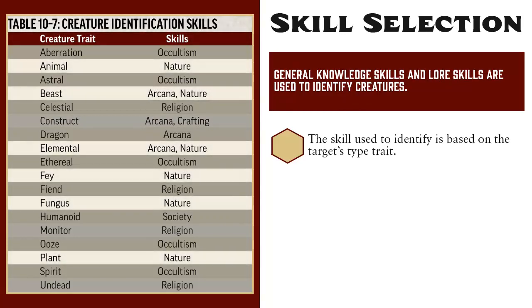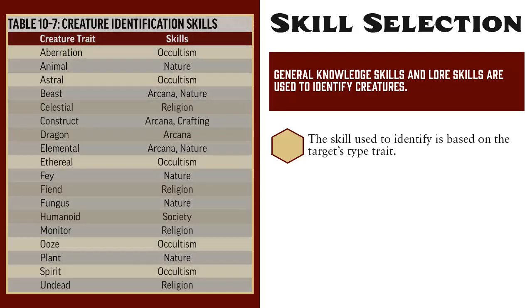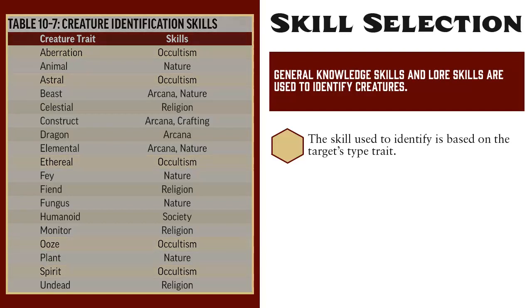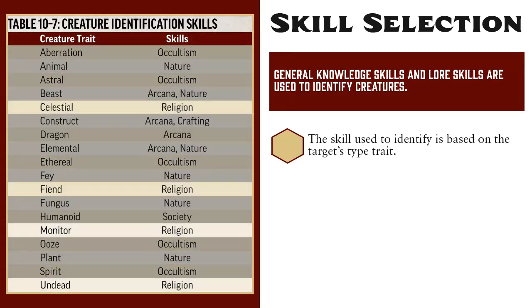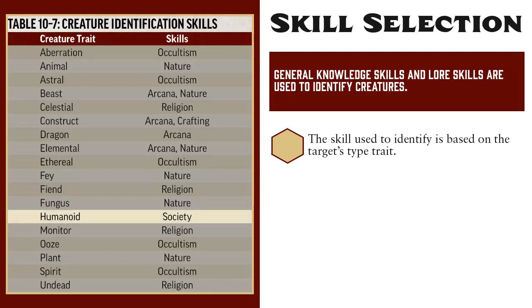Nature is used to identify animals, beasts, elementals, fae, fungi, and plants. Occultism is used to identify aberrations, astral beings, creatures with the ethereal trait, oozes, and spirits. Religion is used to identify celestial beings, fiends, monitors such as psychopomps, and the undead. And society is used to identify and know details about the various humanoid ancestries that inhabit Golarion.